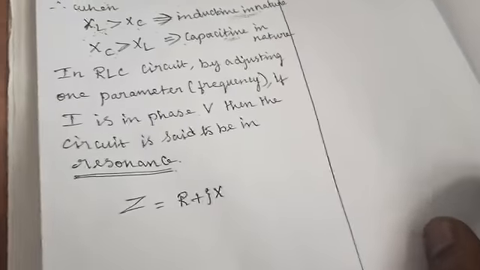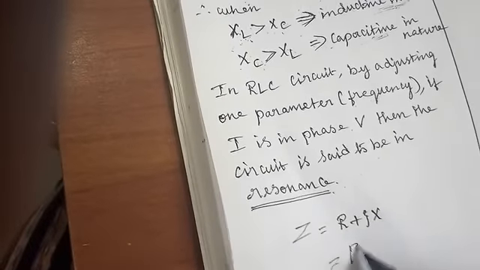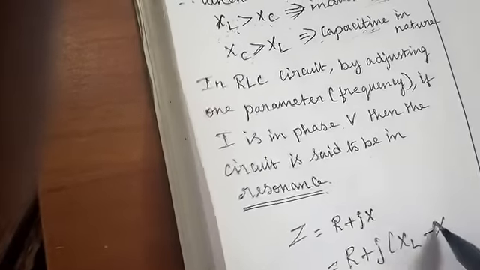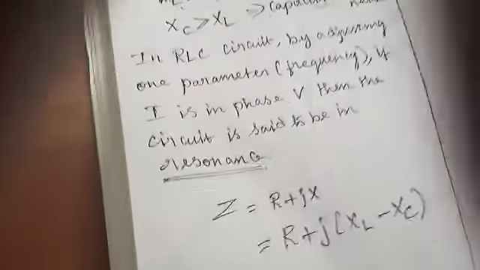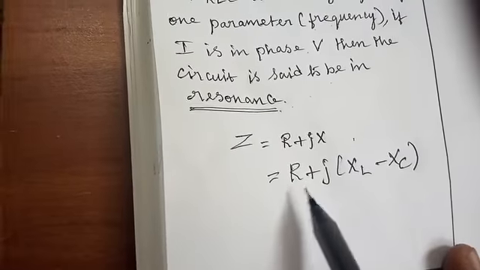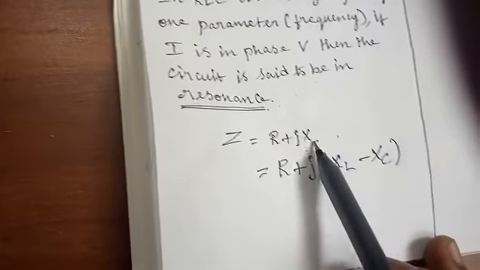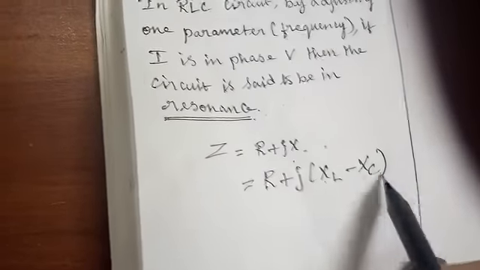We know that Z is equals to R plus JX. இது நமக்கு ஆல்ரெடி தெரியும். impedance Z is equals to R plus JX. So இந்த R plus JX இது எப்படி எழுதுனா, since I have both XL and XC ரெண்டுமே இருக்கிறதுனால XL minus XC ன்னு எழுதுறேன். So I'm writing my Z as R plus J(XL minus XC).